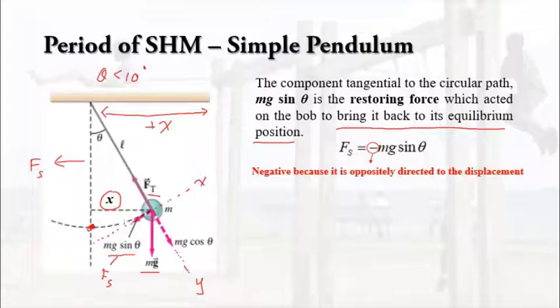If you still remember, in a spring we have negative kx, right? So that negative carries the same meaning. It is negative because it is oppositely directed to the displacement.